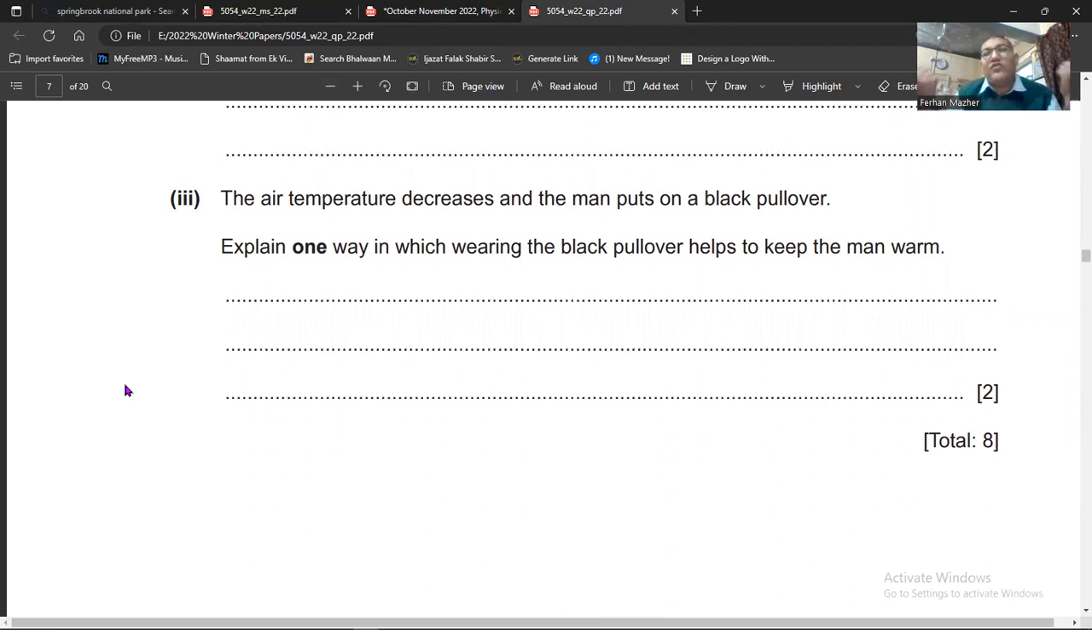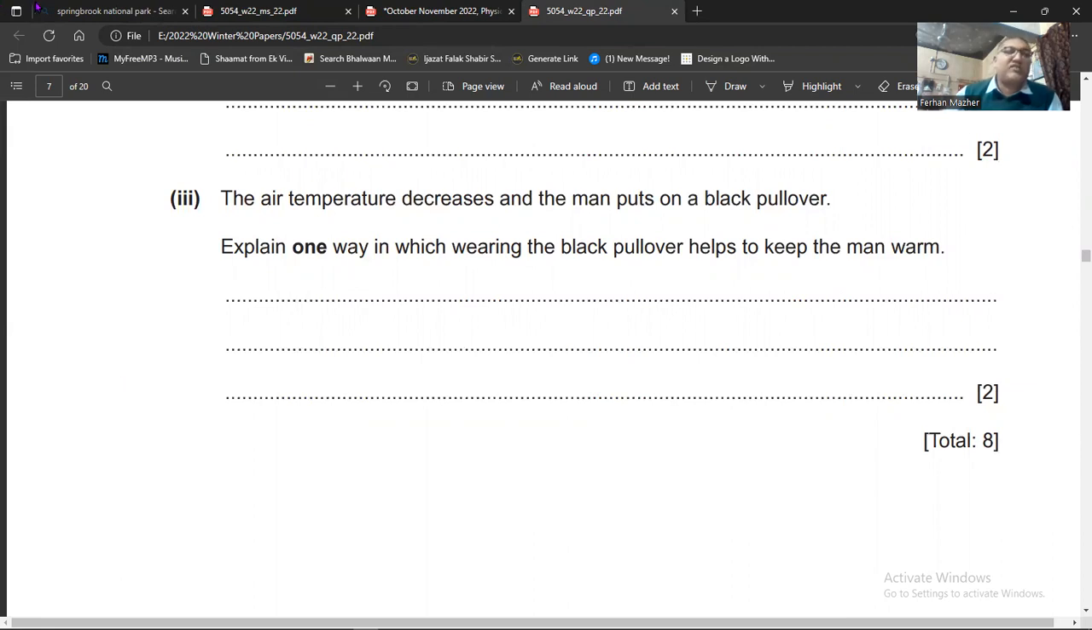Okay, so when you wear the black pullover, you see the black pullover is of black color, so it is a very good absorber of the infrared. So the black color will absorb more infrared. And another way can be that because you are wearing the pullover, that will trap the air between the pullover and the body of the man, and that also reduces the heat loss from the body of the man, and he will feel warm.